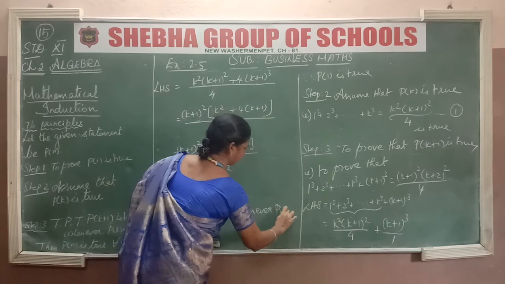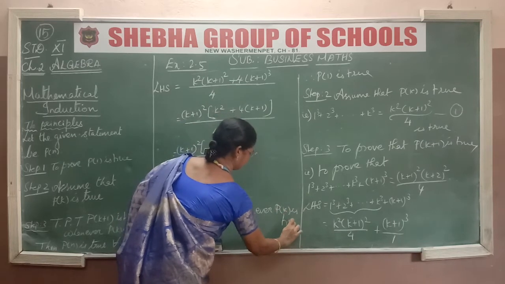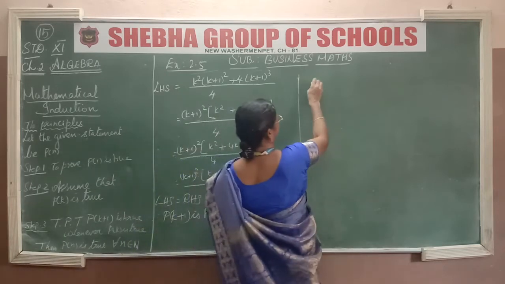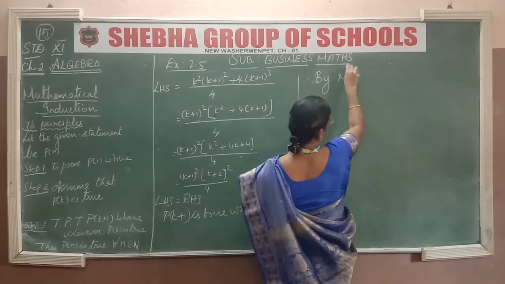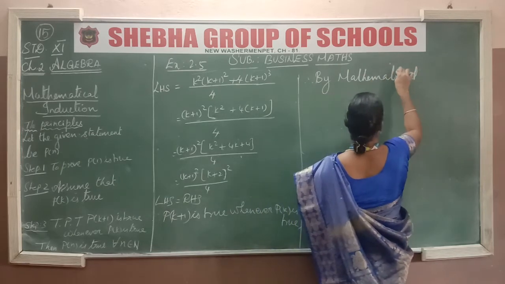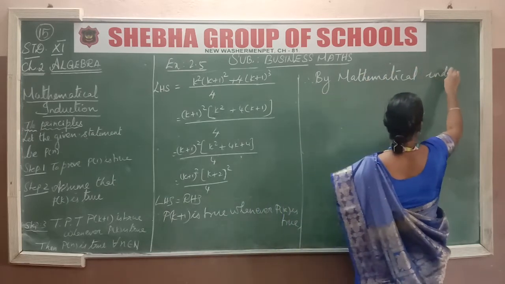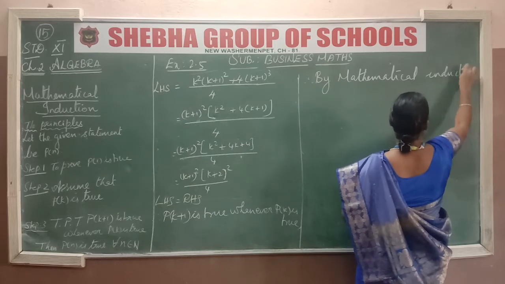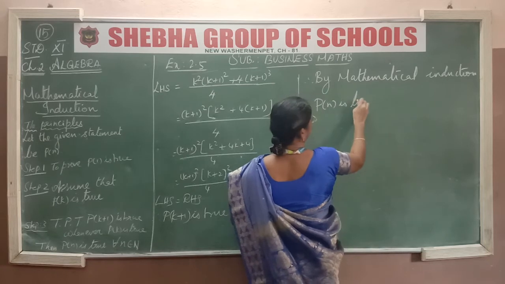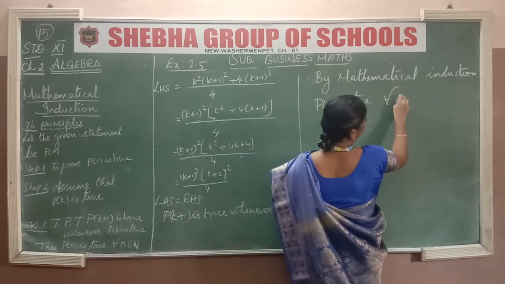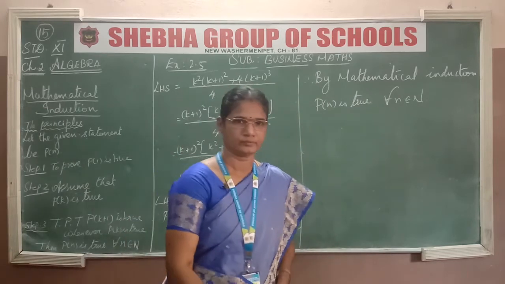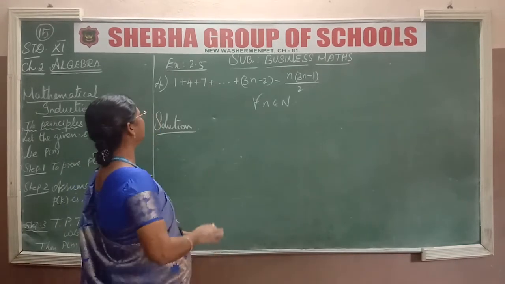And our P of k is true. So therefore by mathematical induction, P of n is true for all n belongs to N. Understood this? Next let us see the fourth sum.